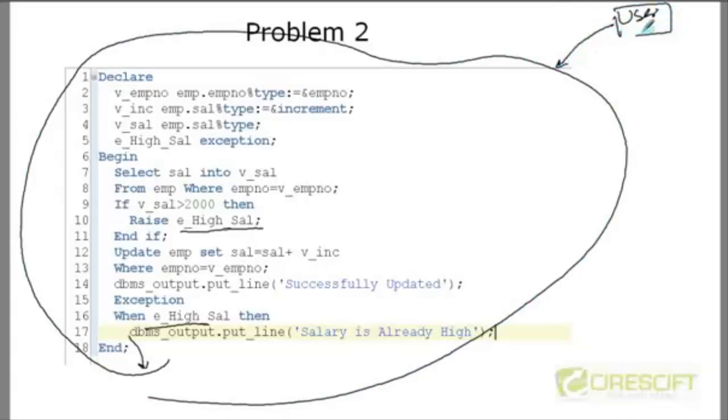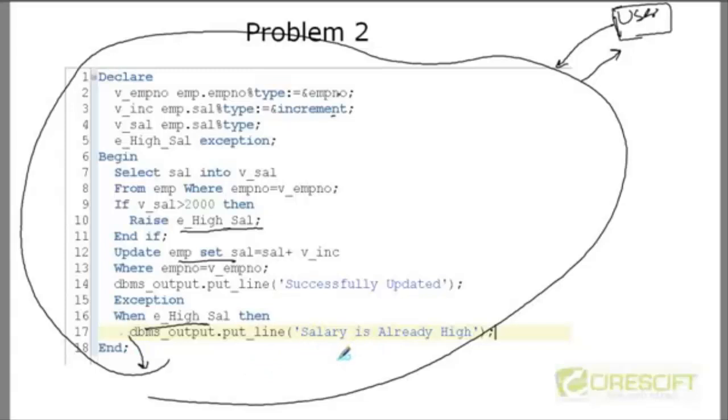So what is this user expecting? This user is going to give one employee number and an increment, and whatever employee number he has given, your program should do one of two things: either it will update successfully, or it will send him an error message saying that I cannot do that. Whatever we are doing here, by handling this exception we are just simply telling them that the salary is already high, so we cannot update.